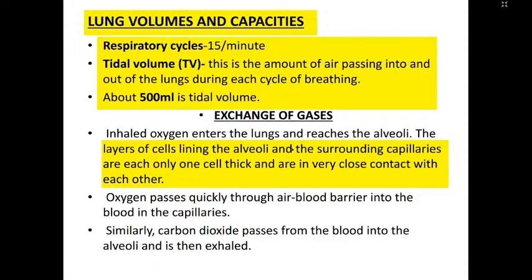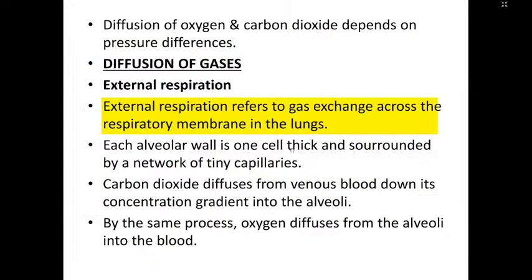So inhaled oxygen enters the lungs, reaches the alveoli. The layers of the cells lining the alveoli and the surrounding capillaries are each only one cell thick, and they are in very close proximity of each other. Oxygen passes quickly through the air-blood barrier into the blood in the capillaries, into the pulmonary artery, pulmonary vein. And similarly, carbon dioxide passes from the blood into the alveoli and is then exhaled. Diffusion of oxygen and carbon dioxide depends on the pressure gradient. So there has to be a pressure gradient.